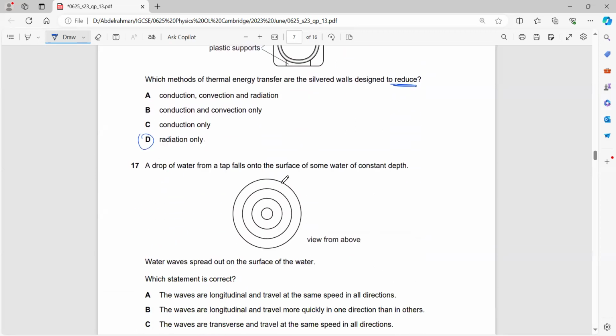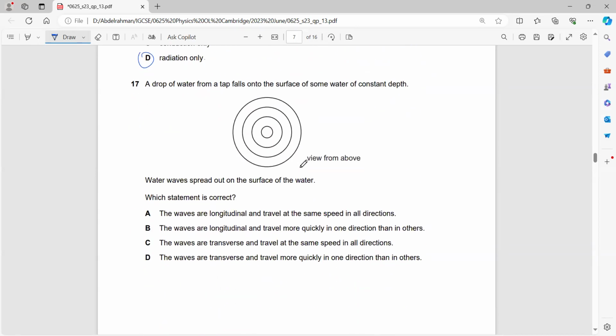Next question. A drop of water from a tap falls onto the surface of some water at constant depth. Water waves spread out on the surface of the water. Which statement is correct? What's the type of waves? Are they longitudinal or transverse? They definitely are transverse. Do they travel at the same speed or more quickly in one direction than the others? Definitely at the same speed.